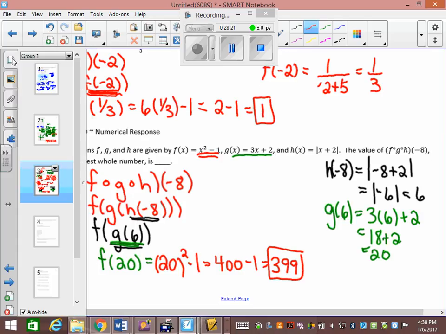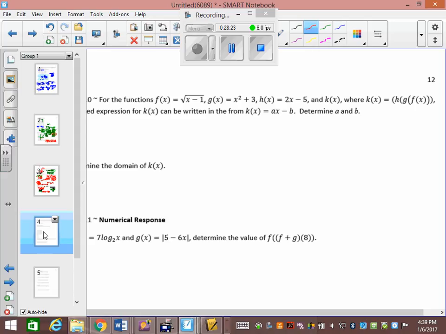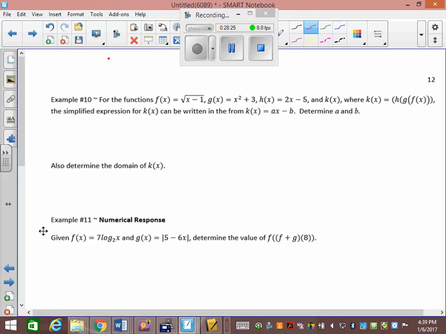Oh, there's still another page. There's more questions to try. So we have for the functions f of x equals square root x minus 1, g of x equals x squared plus 3, h of x equals 2x minus 5, and k of x, where k of x equals h of g of f of x. The simplified form of k of x can be written as this linear equation.